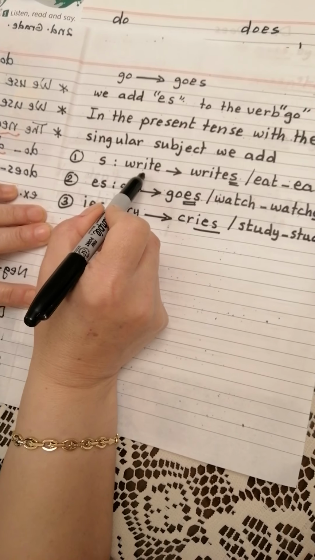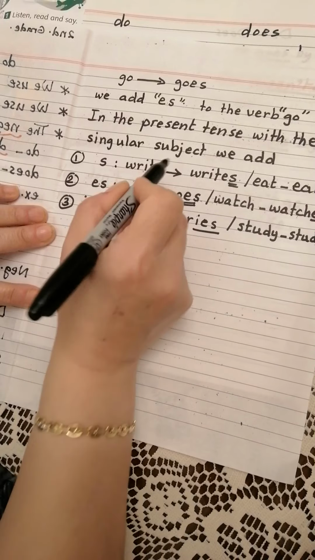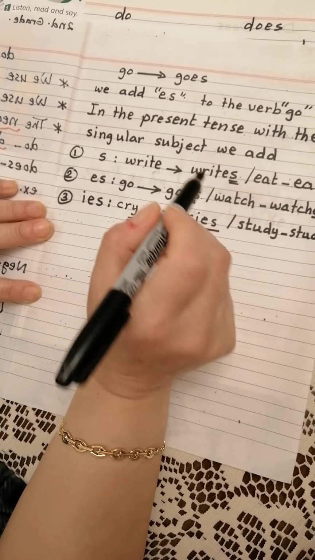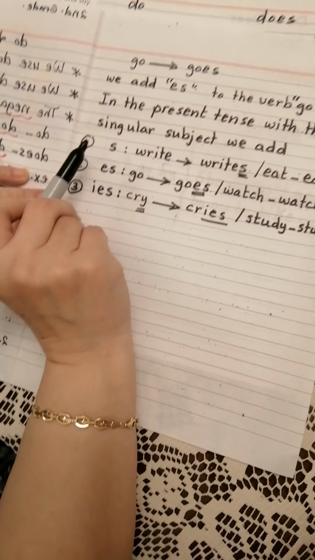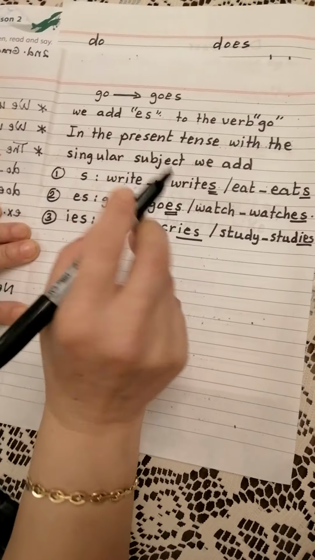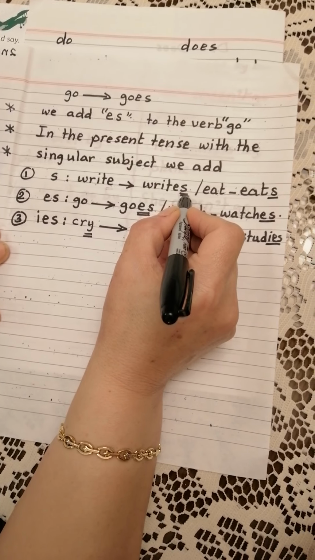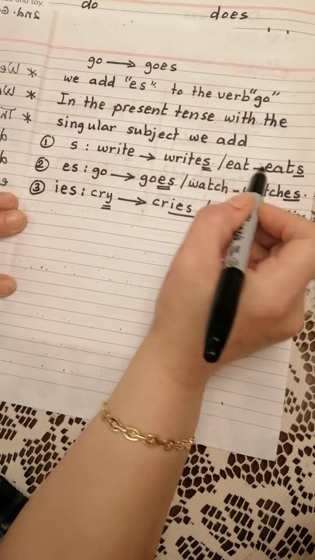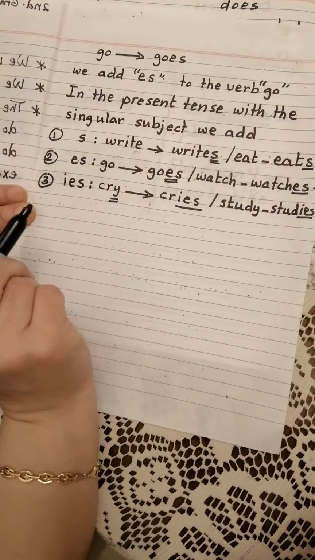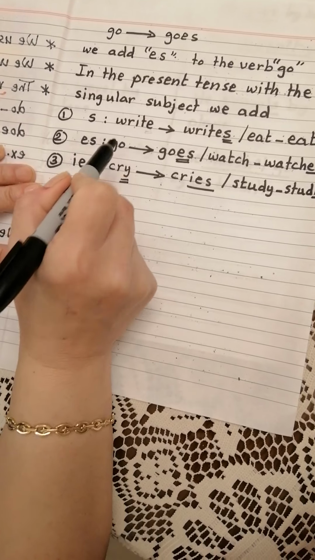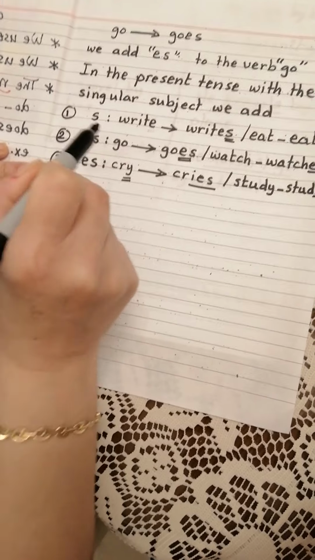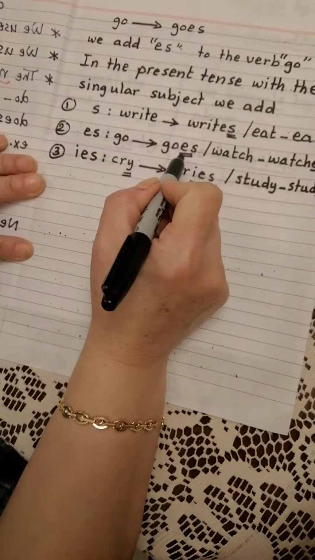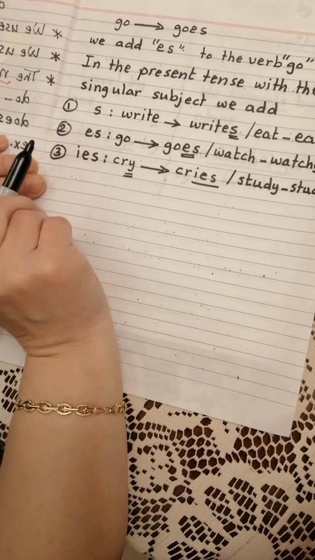Look at the verb write right here. The verb write ends with e. As the grammar in the present tense with using does in the singular subject, we have to add s to the verb write. It becomes writes. Eat, eats. But if we go back to go, the verb go ends with o, and we add es in the present tense.